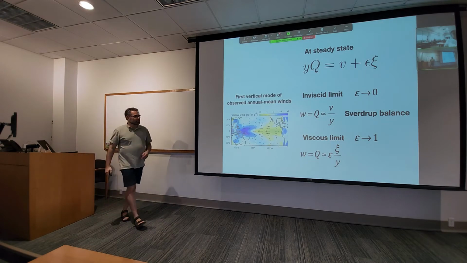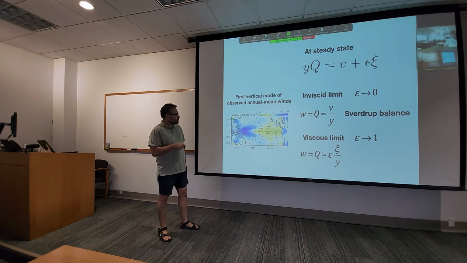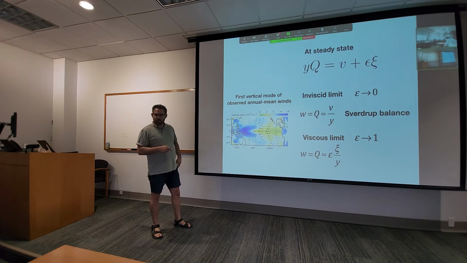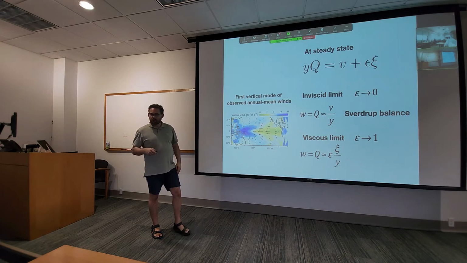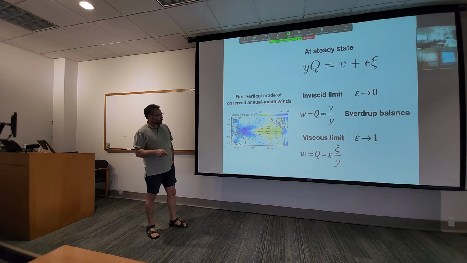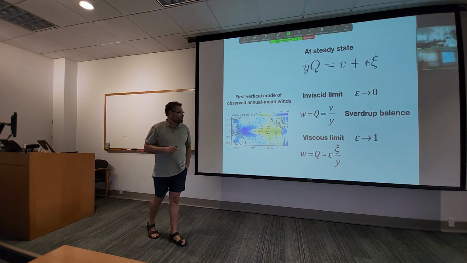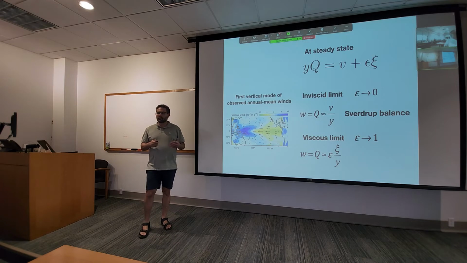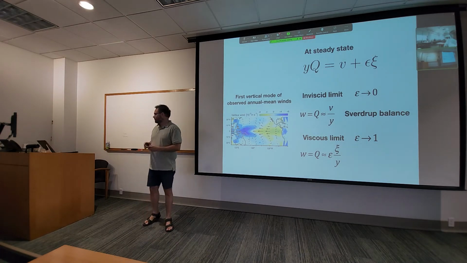When we compare this with observations, this is actually taken from observations. This is the first vertical mode of observed annual means. Blue colors are upward motion, the green colors are downward motion, and the arrows show the direction of the surface winds, or actually the difference between surface and upper winds. Consistent with the Sverdrup balance, in the rising regions we have poleward motion, but we also have the development of cyclonic circulation. So it's really hard to say from observations what is the right limit. It's probably somewhere in between, but we definitely cannot say that it's just inviscid.